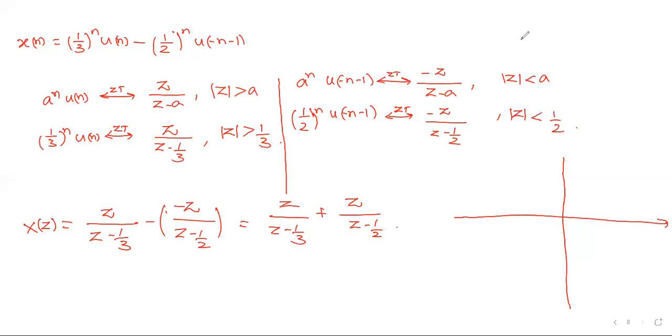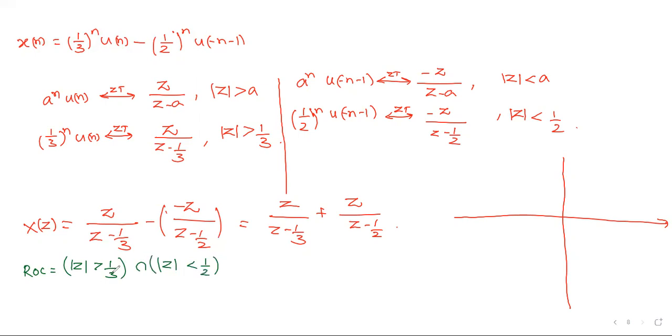So now we need to draw the two circles. What is the first step? First we need to write the ROC. What is the ROC here? Mod z is greater than 1 by 3, intersection mod z is less than 1 by 2.